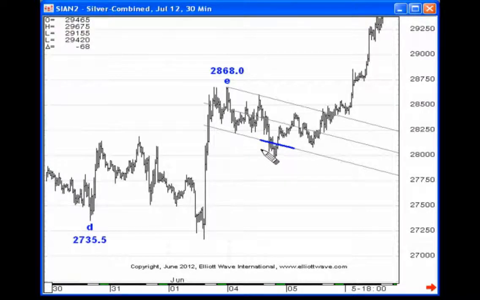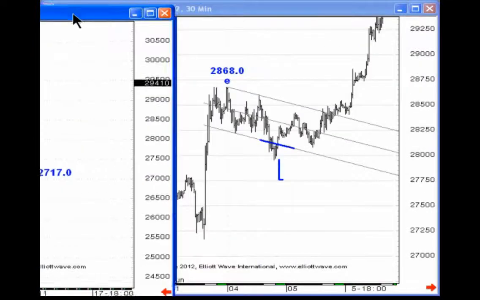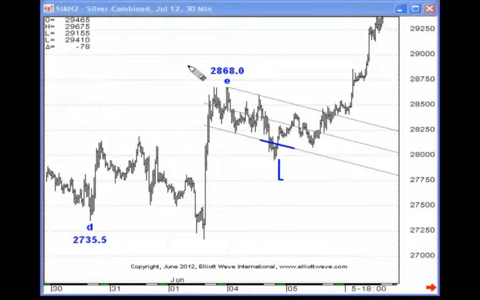But what's concerning at this point is that the move did not follow through. So that would have been clue number one that, as Sherlock Holmes would have said, something is afoot, something was wrong. But also, rather than continuing to have a protective stop at the extreme of wave C here at 28.76, we could have lowered that protective stop to 28.68, the culmination of the pattern.